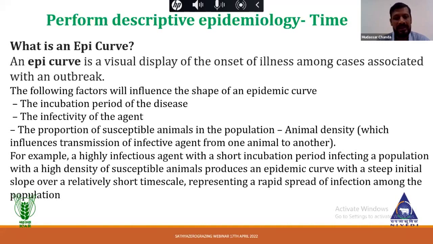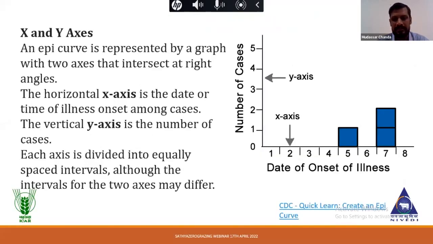Because with some diseases, where the agent is highly infectious with a short incubation period and there is a high density of susceptible animals, we can have a sharp rise in the cases. So how can the epicurve be plotted? We'll take very simple examples of that also. Basically an epicurve will have your x-axis and your y-axis. On the x-axis, you have the date of onset of the illness. There are some guidelines for this on the CDC website also. The y-axis is the number of cases. If you plot that, you get an epicurve.